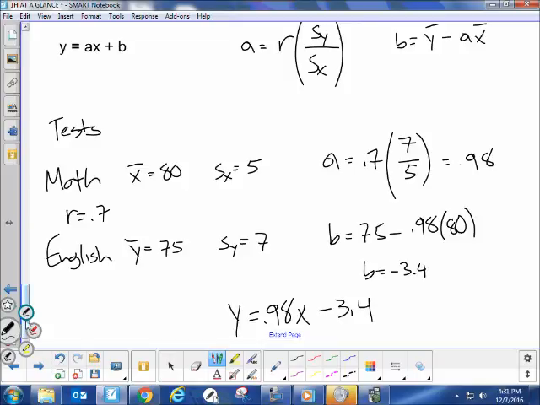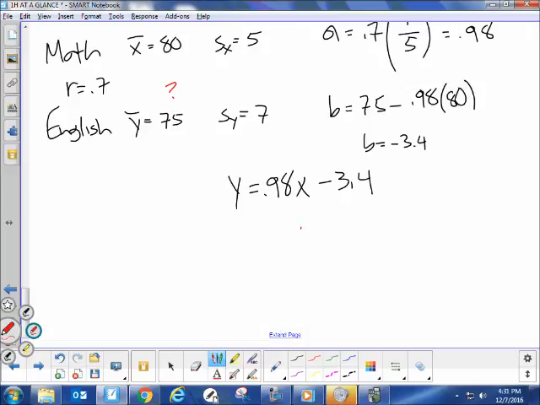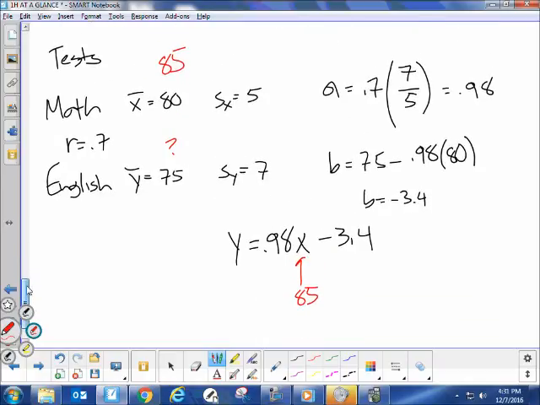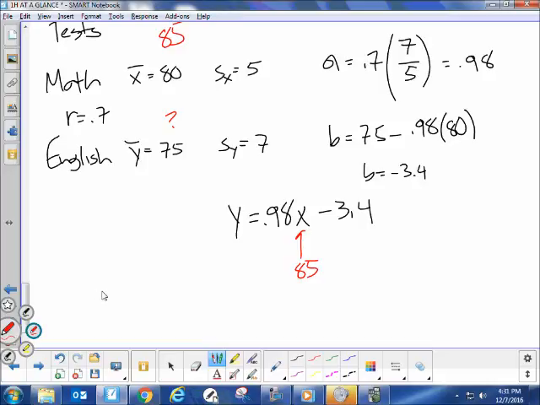Okay? Then, if they ask you, if I got a math score of an 85, what would be my English score? Well, you'd plug in 85 for x, and you find y. They would say, hey, what does the slope mean? The slope is 0.98, you put that over 1. You'd say, as x is going up 1, y is going to go up 0.98. So that means as my math score increases 1 point, my English score is going to increase 0.98 points.